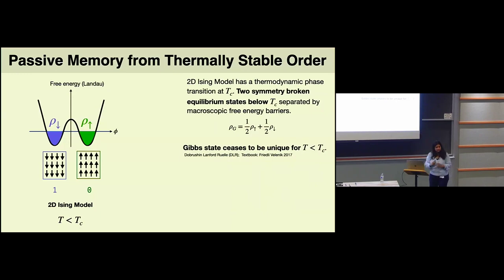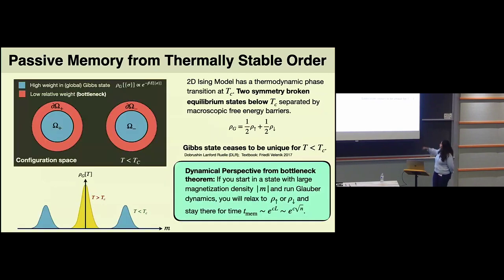And there's actually a formal sense in which rho up and rho down should be thought of as Gibbs states in their own right. A language that you can use is that the Gibbs state of the system ceases to be unique for temperatures less than Tc. There's a lot of work in classical stat mech formalizing exactly what we mean by having non-unique Gibbs states, with various formalisms like the DLR perspective or the Pirogov-Sinai perspective. The thing that will be most relevant for us is a dynamical perspective on non-uniqueness of Gibbs states, which follows from the bottleneck theorem.